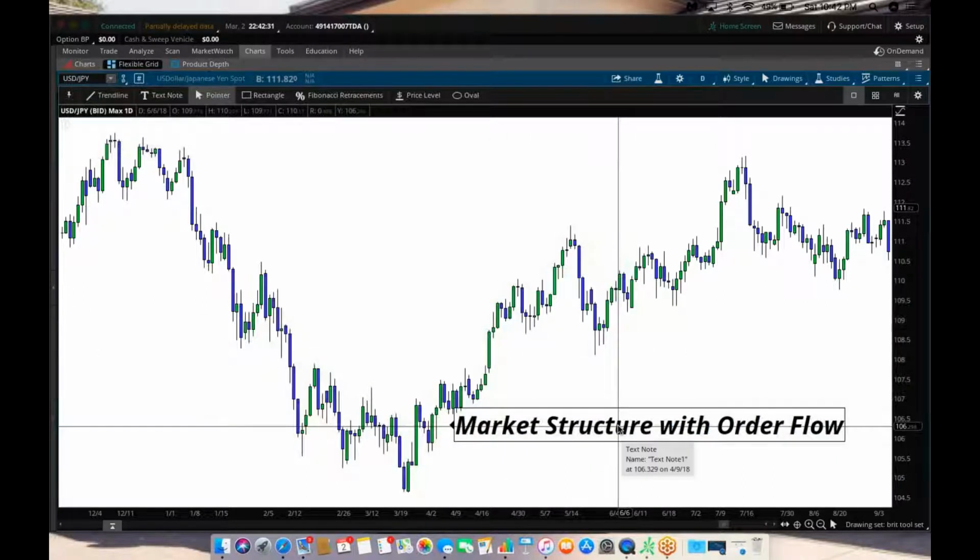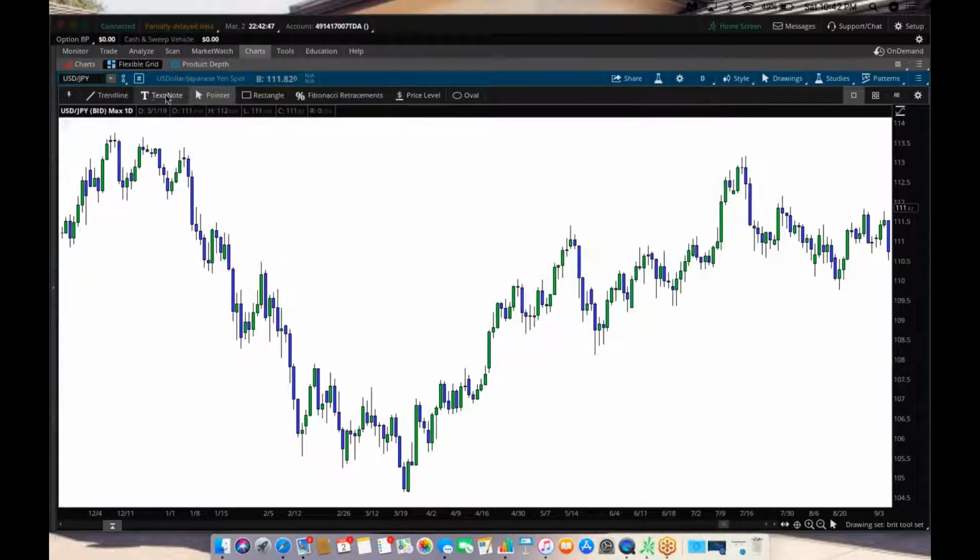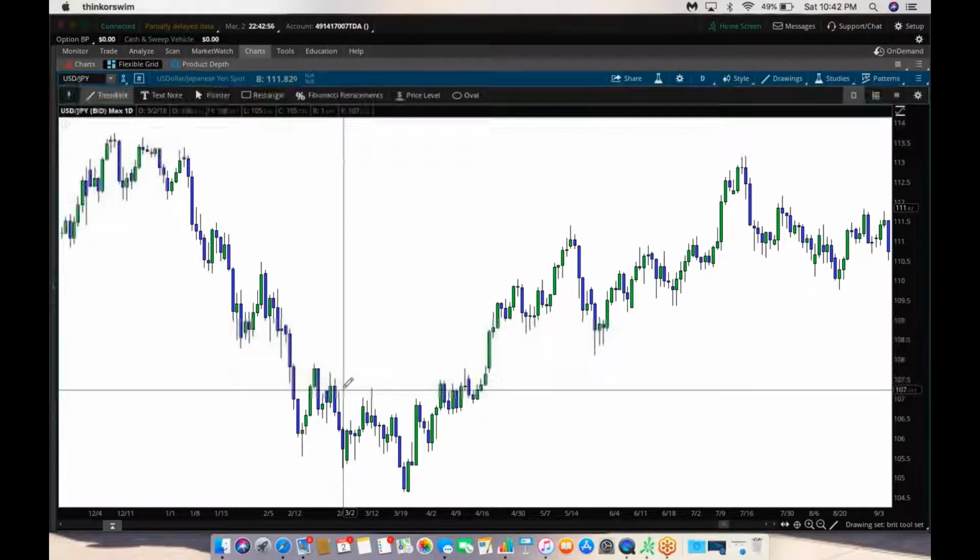So today we're gonna just pretty much go into it, and I'm just gonna explain it and try to just give you a real good understanding of trading with the market structure and order flow. So I'm gonna go ahead and just remove that off of here, and we'll just do the trend line.